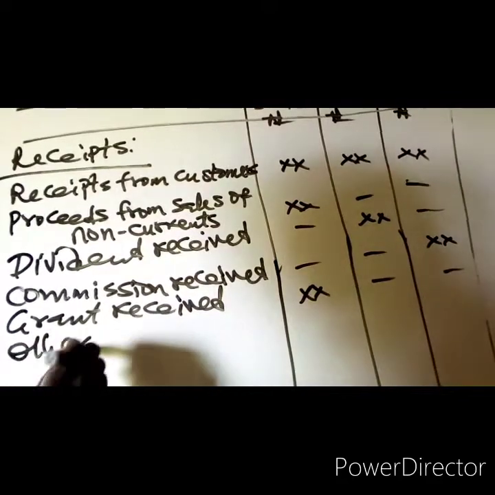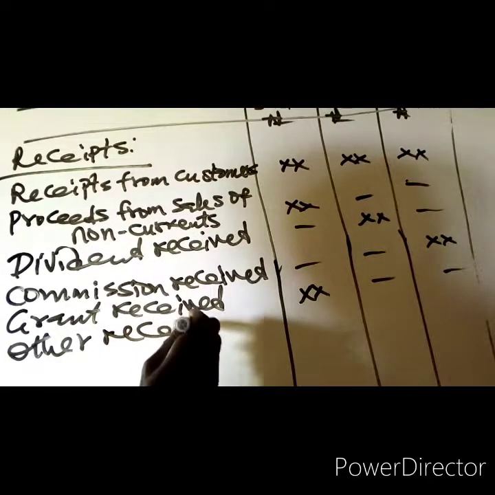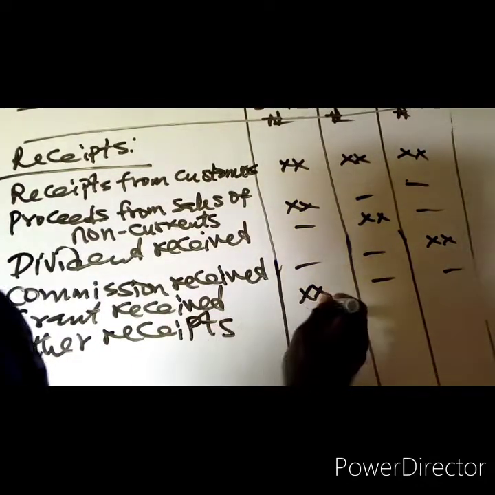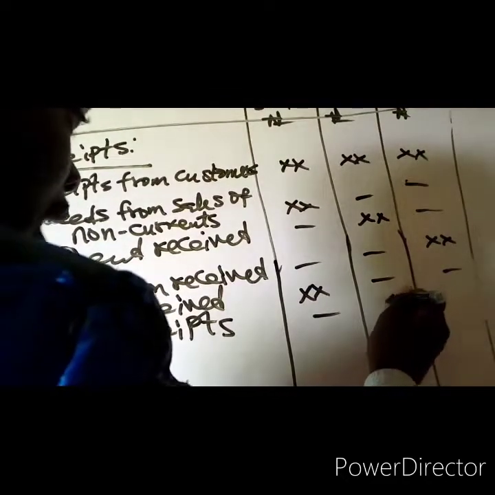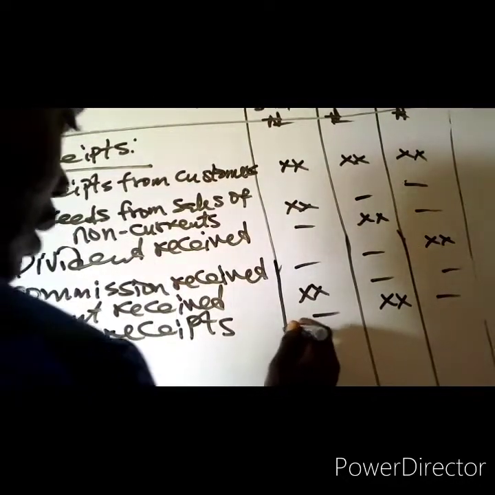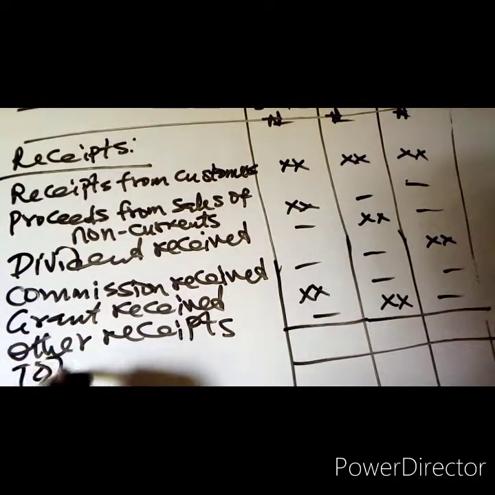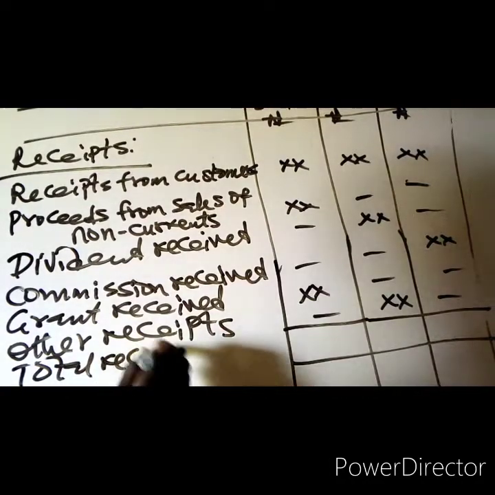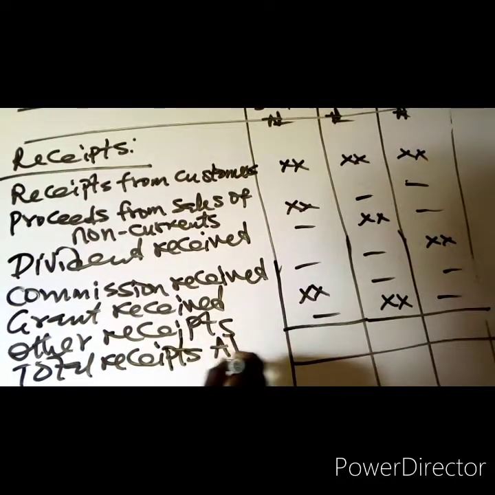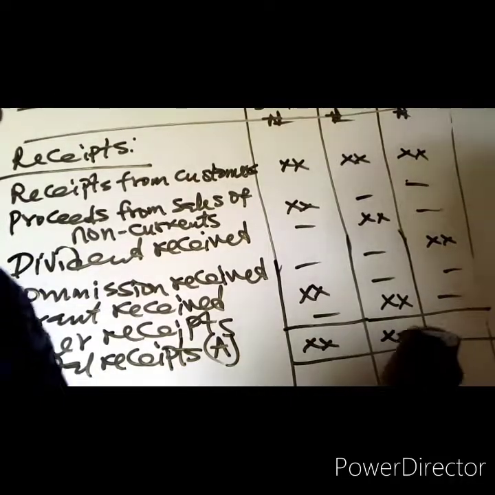Other receipts. Any other forms of receipts you have. So you put it in the month they were received. So you now sum up your receipts. When you sum it up, you have total receipts. Let me have our receipts to be A. Total receipts for the period.